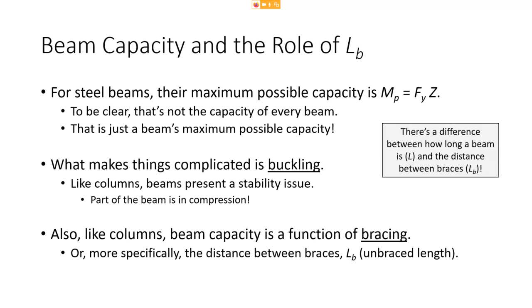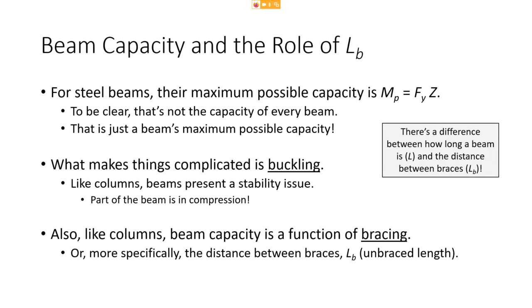Now, after the lecture from last time, everybody should be pretty clear that the maximum possible capacity of a beam is its plastic moment, or Fy times Z, that term, the plastic section modulus. You all just had a homework assignment on how to compute Z. So everybody in here should be pretty comfortable with this term. Now, I want to be crystal clear. This is not the maximum capacity of every beam. I'm not saying that every beam has a capacity of Mp. What I'm saying is that every beam has a maximum possible capacity of Mp.